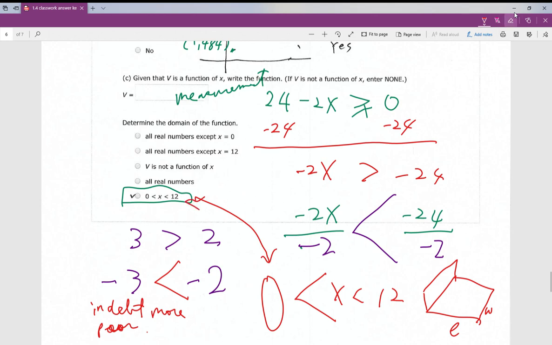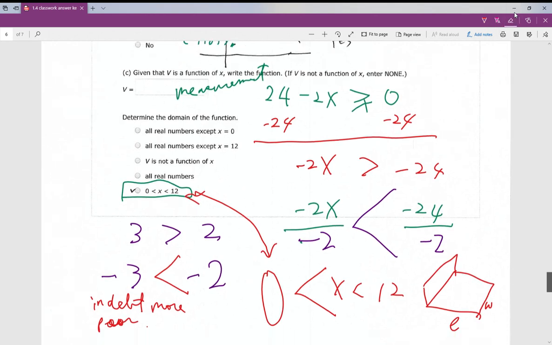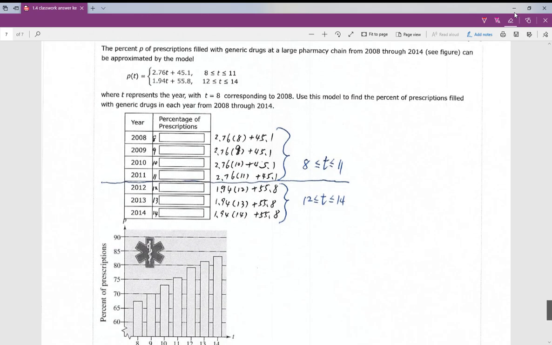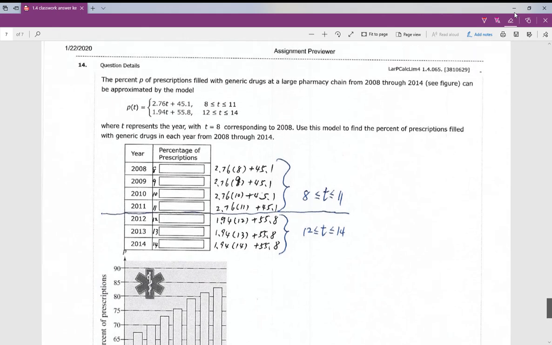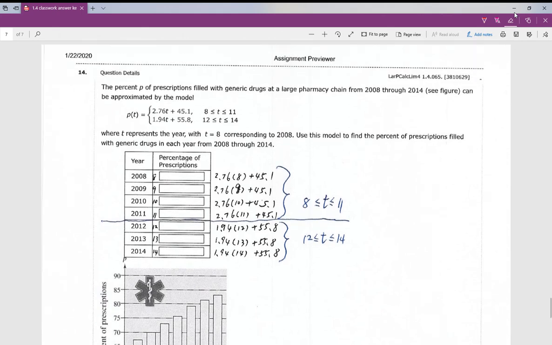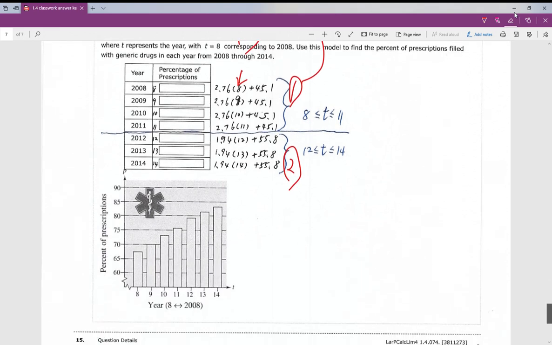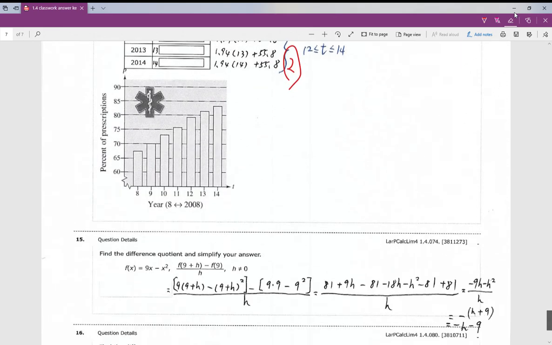Okay. So let's go to the very last question. Number 14, same thing. This is the step function again. The step function talks about two parts, number 1 and number 2. That's pretty obvious. You plug in the right data, choose the right function, and then you can evaluate. After evaluating, you graph according to the year, and then you can easily graph. So that's the graph.